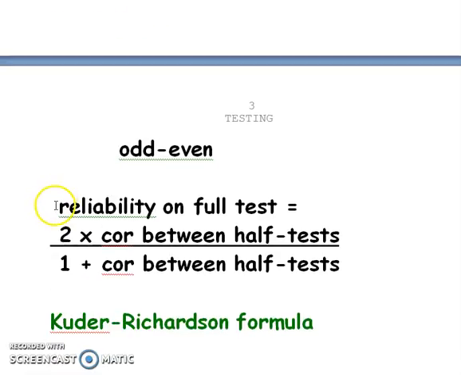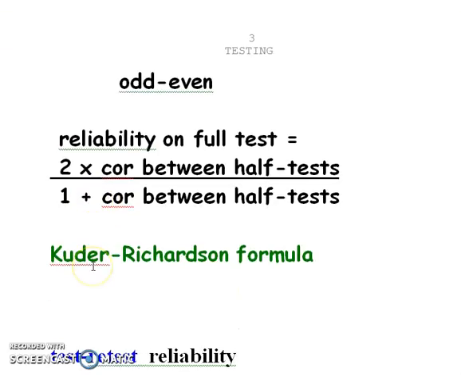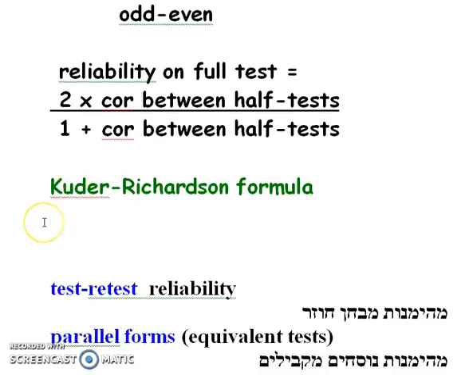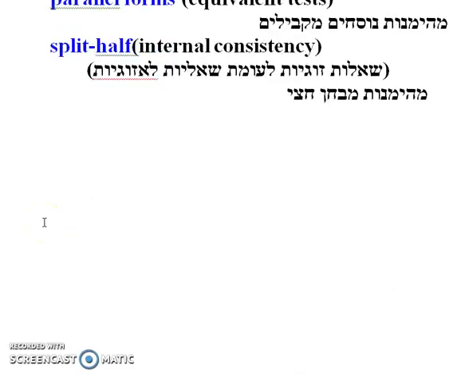And the way to calculate this, we look at the reliability of the full test as 2 times the correlation, the R, between the half tests over 1 plus the correlation between the half tests. You will never have to calculate it, but I just wanted to show you how it's done. There's also the Kuder-Richardson formula. Kuder-Richardson is a test of reliability, and again, Excel will have it. So here I have all these terms in Hebrew with a Hebrew translation as well.